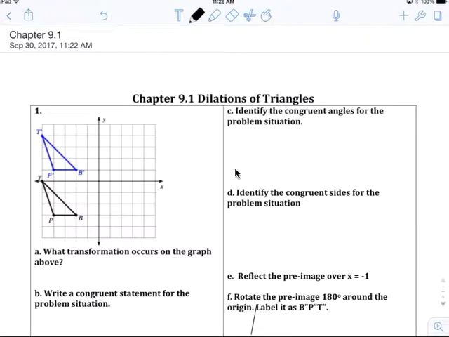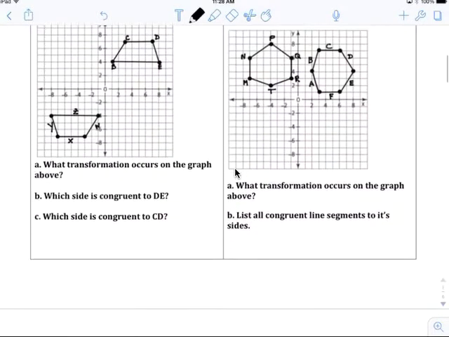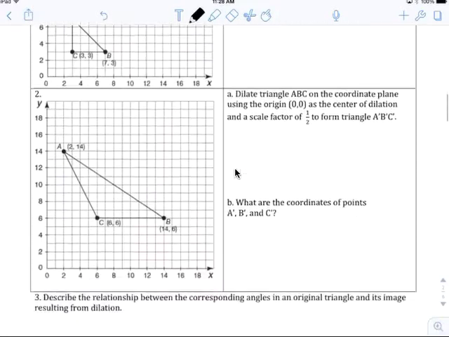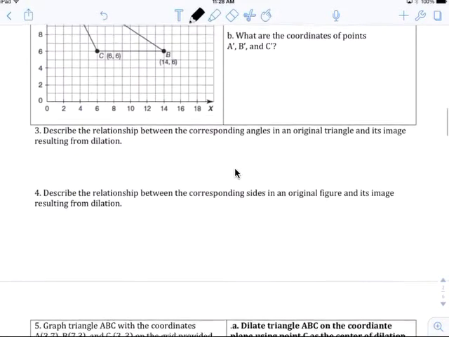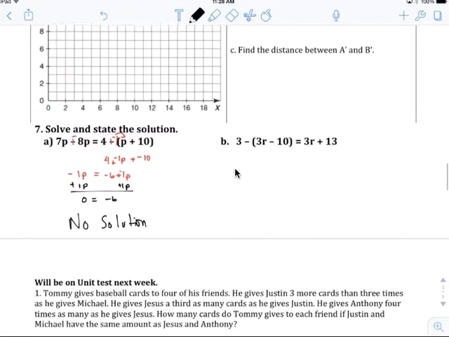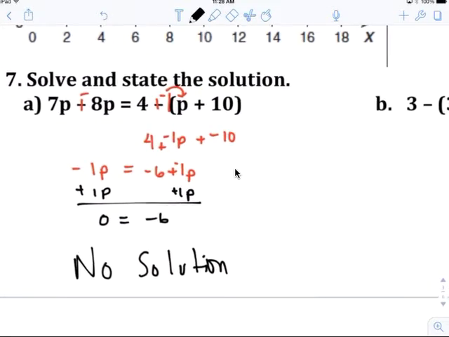This was the homework. We did this. No one had questions in class on this. We did these in class. This in class. Now this is the one I just did.